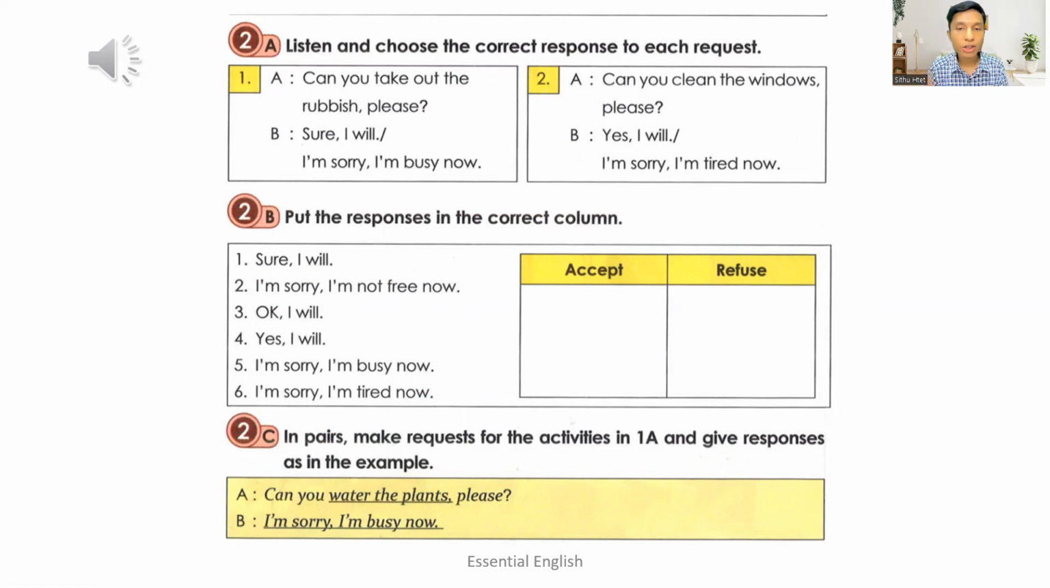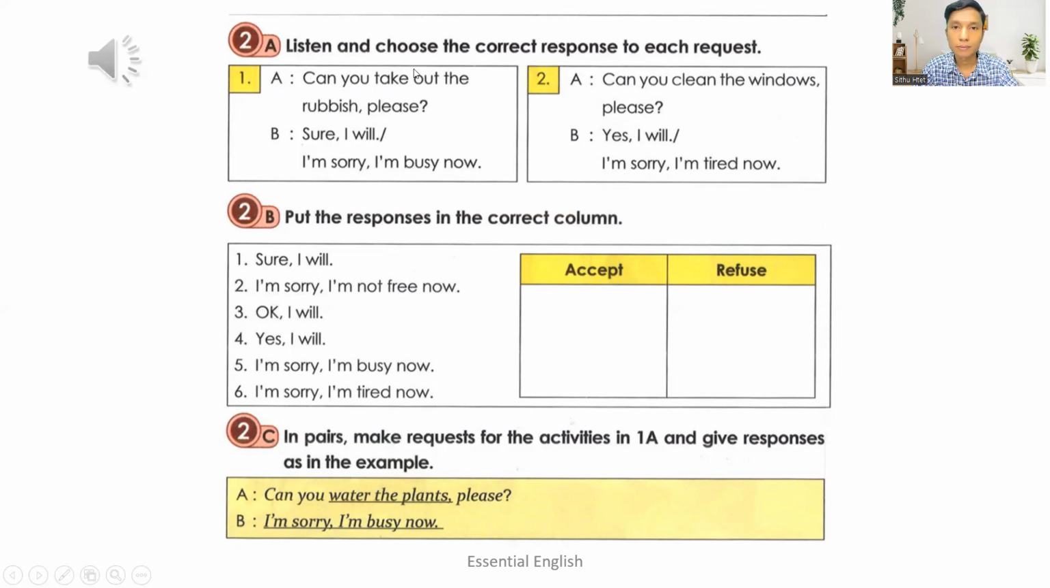But here you can find two choices. Sure, I will. Or, I'm sorry, I'm busy now. And for the second request, you will also find two responses. Yes, I will. And I'm sorry, I'm tired now. So which are the best choices? So which response is correct? You have to listen and decide. So please listen to the recording.